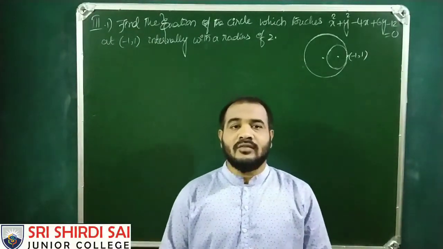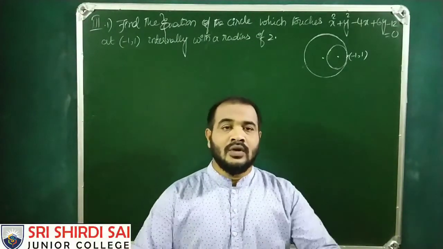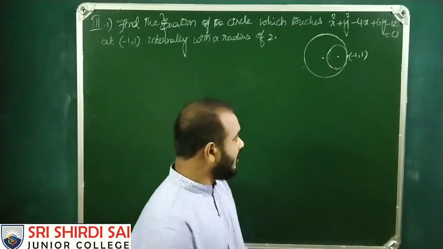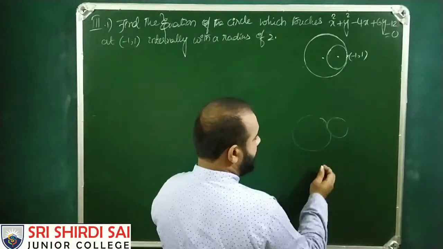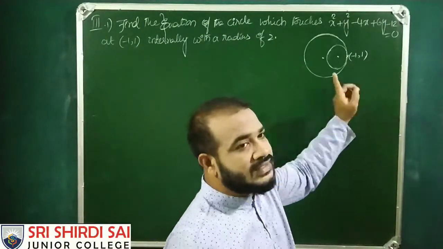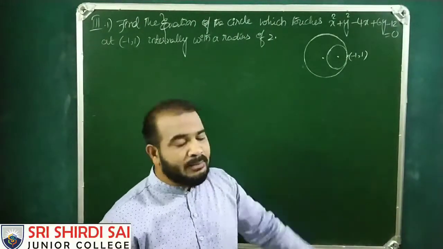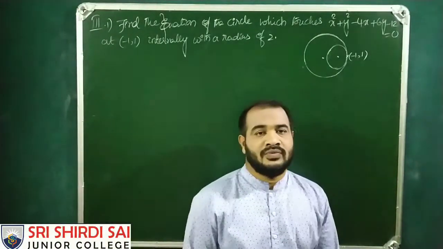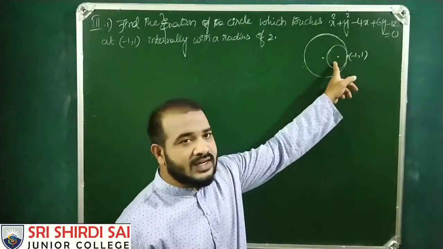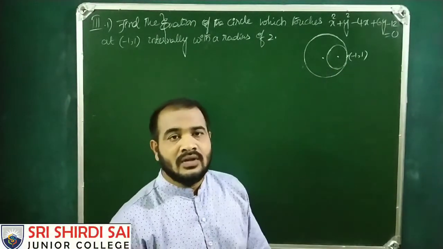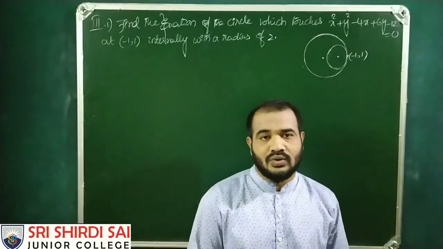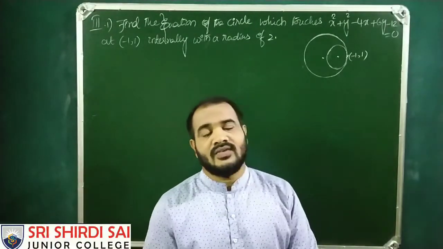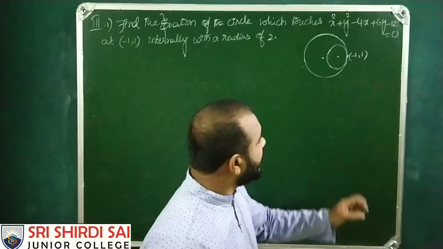As far as touching of the two circles are concerned, we have two cases. One circle lies completely outside the other circle, or one circle lies completely inside the other circle. If one circle lies completely outside, the condition is C1C2 equals R1 plus R2. But if one circle lies completely inside the other and both are touching each other, then the condition is C1C2 equals the difference of the radii, modulus of R1 minus R2. It may be R2 minus R1 or R1 minus R2. So that is the case given.